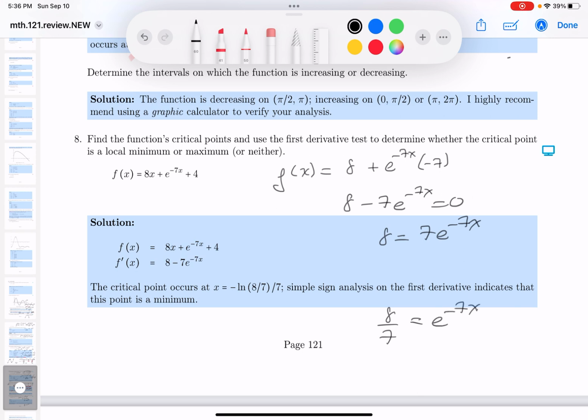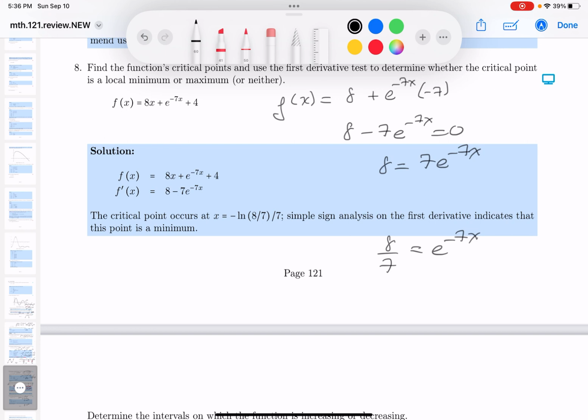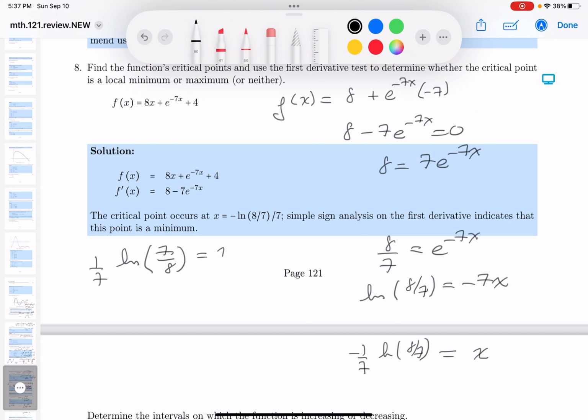I would take the log of both sides, and you get the natural log of 8 sevenths equals minus 7x. And what's x going to be? Let's take a look at this. Minus 1/7 ln 8 sevenths. I can write that a little differently. I'm going to write it as 1/7 natural log of 7/8. I took the exponent out, and that's what x is equal to.